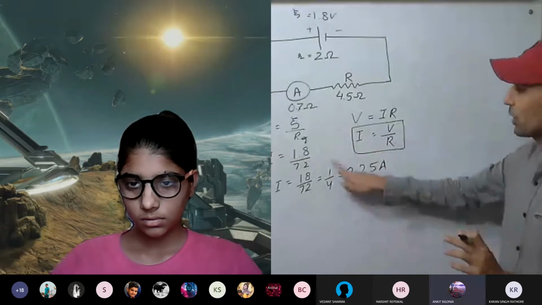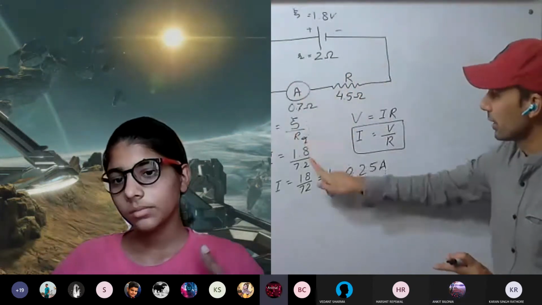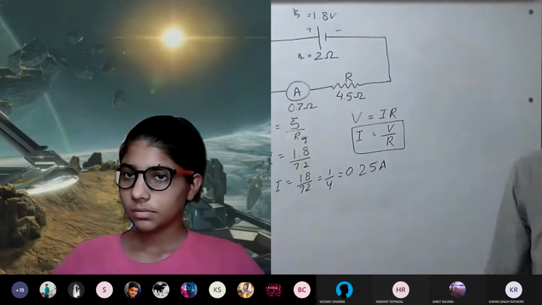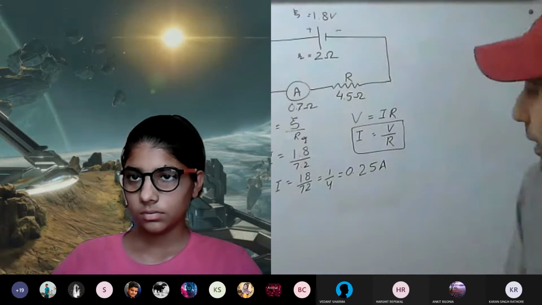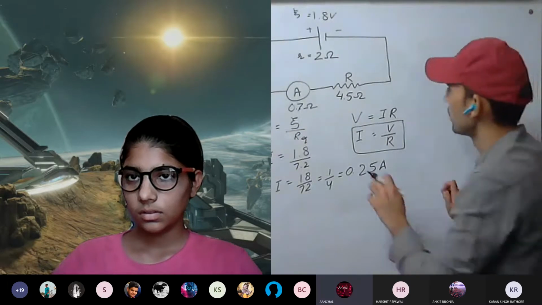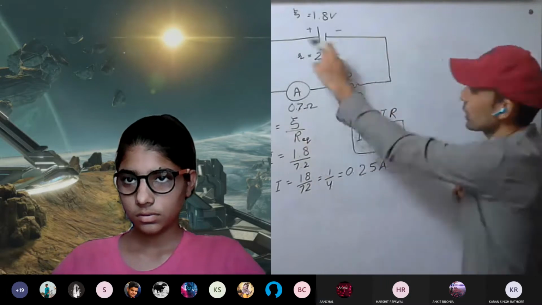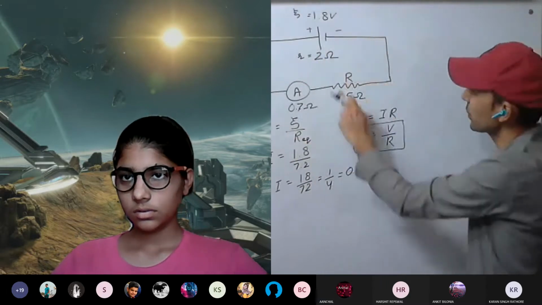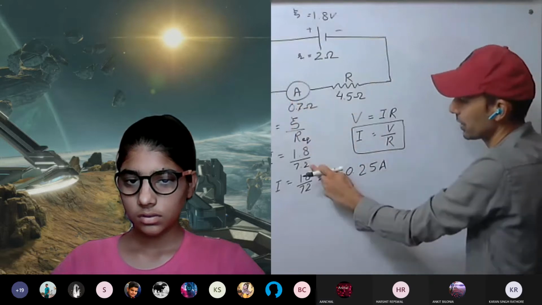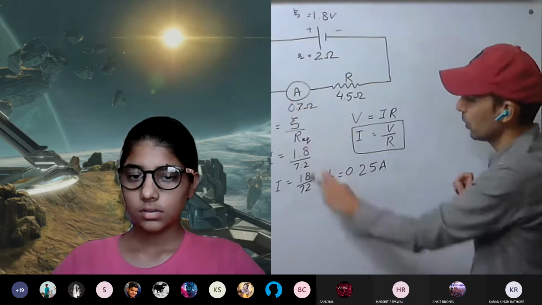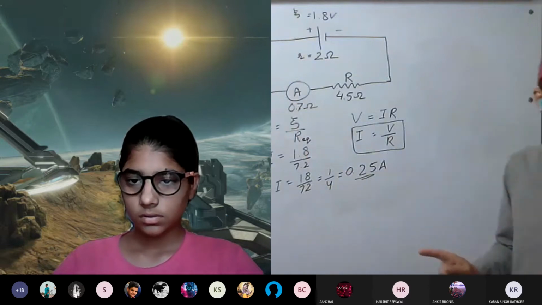So very basic formulas. V equal to IR, and the current is EMF divided by total resistance. Is this clear? The total resistance of the circuit is what? They are in series, 2 plus 0.7 plus 4.5. We have calculated that, it comes out to be 7.2. We removed the decimal and calculated the current. Is this clear to everyone?